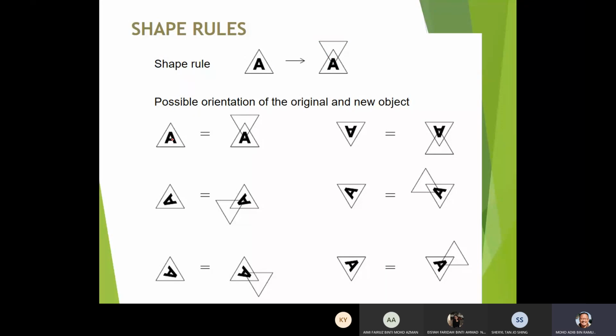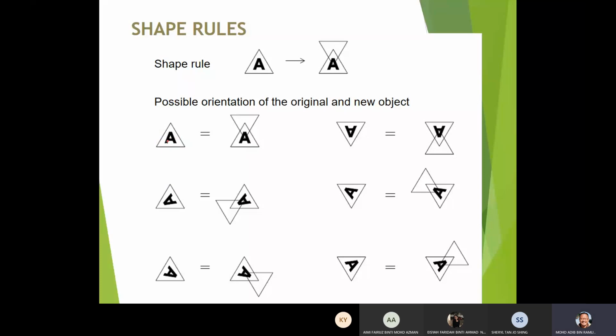So the possible orientation of the original and new object. If you imagine you remove the A label, okay? If you remove the label, basically it's actually the same triangle, same orientation. You can see that it is the same triangle. You don't move the triangle itself, okay? But this label is actually to show you how you can look at the triangle in different orientation.